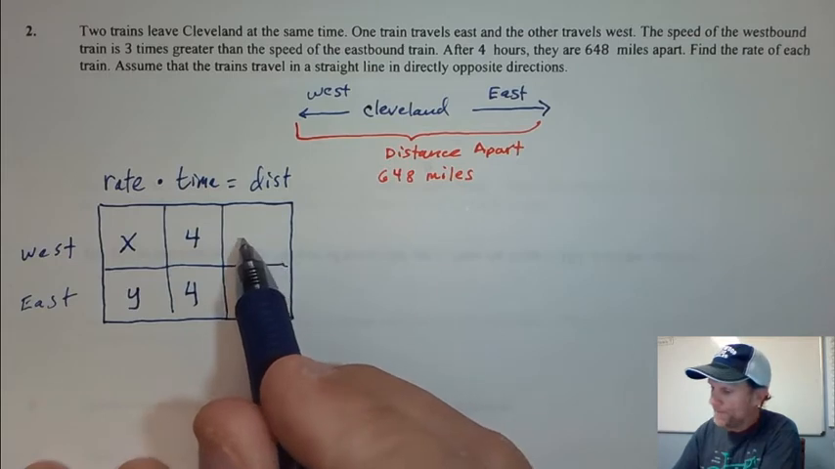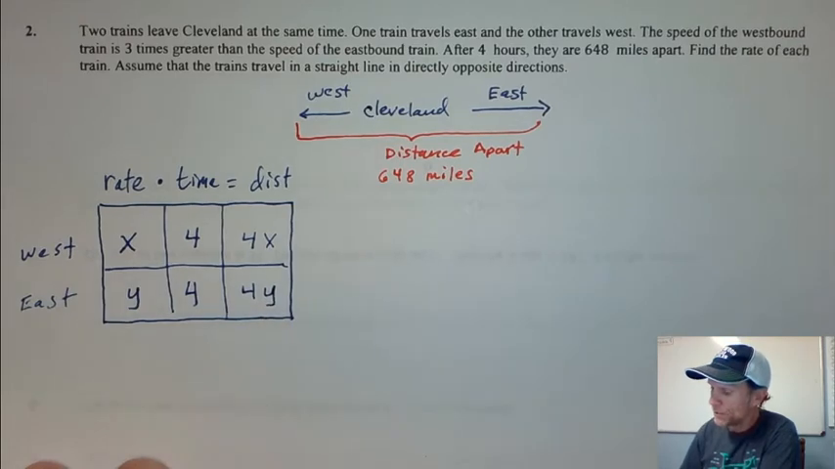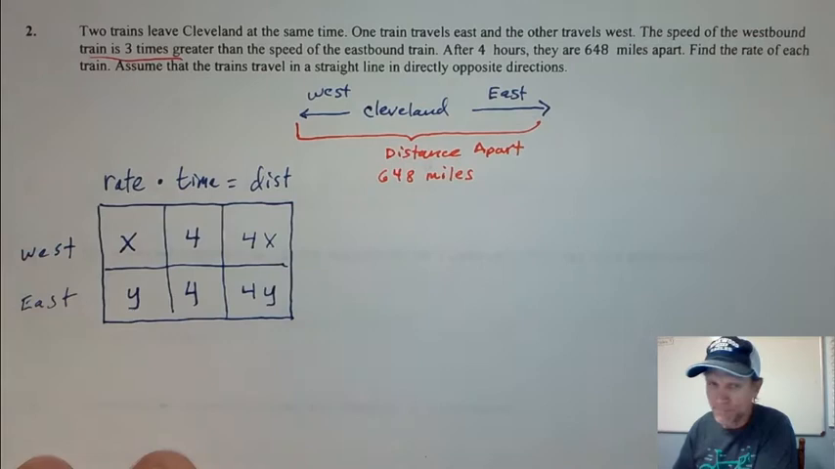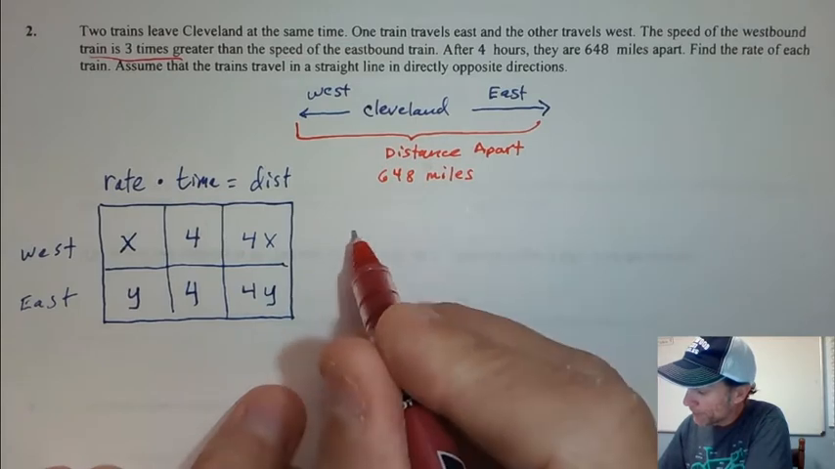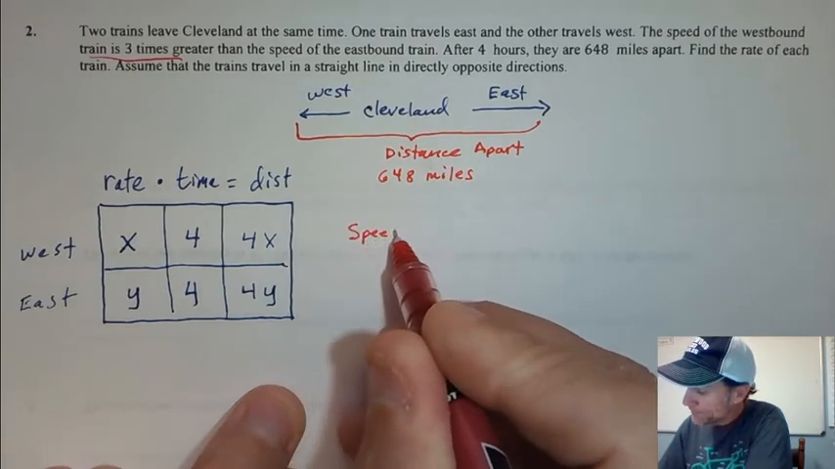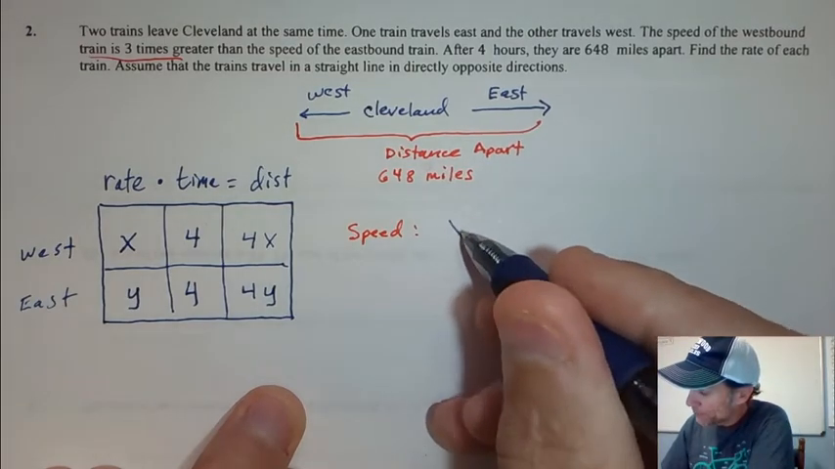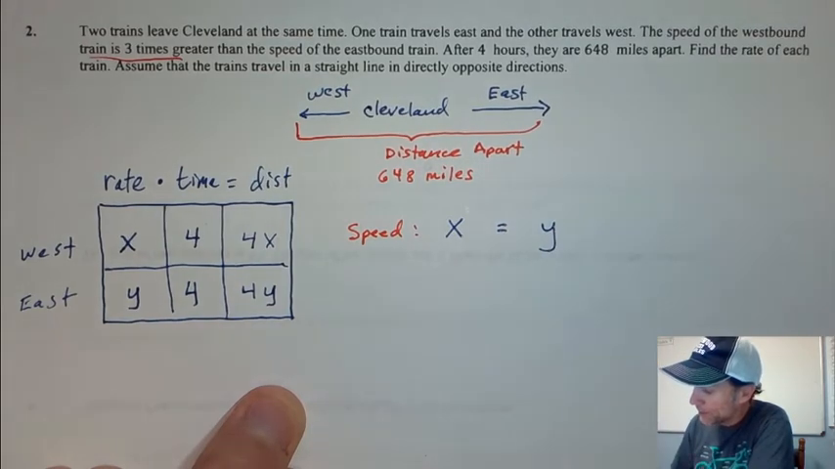So I get 4x here and 4y here. So let's use a little bit more of the information to see if we can set up some equations. One thing I'm going to try to do is set up some type of relationship between the speeds, because they say something about one train being 3 times greater than the other train. So if I think about speed, and I say that the west train miles per hour is equal to the eastbound train miles per hour.